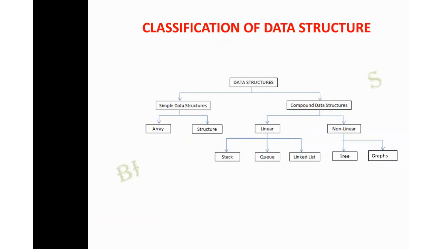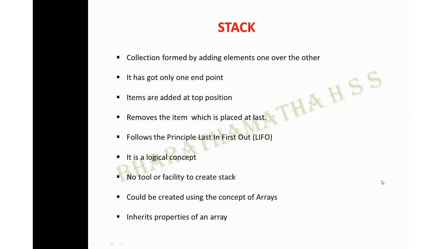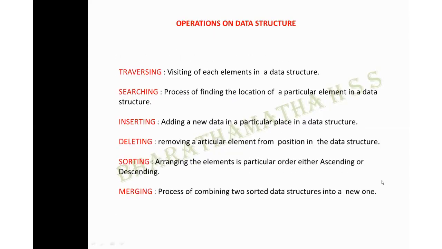For the classification of the data structure, you have a tree diagram here. Based on the structure only, the types of data structure are classified. You have simple and compound. Under simple, you have array and structure. Under compound, you have linear and non-linear. Among these, you are going to learn only the linear data structures, that is stack, queues, and linked list. The various operations that could be performed on these data structures are traversing, searching, inserting, deleting, sorting, and merging.